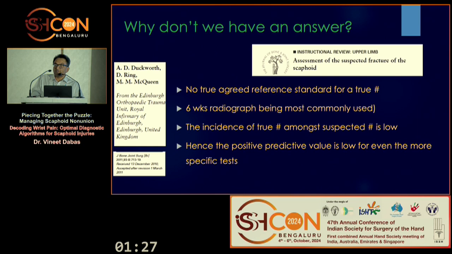The problem is that we don't have a standard to compare these investigations against. When do we say there is a fracture or there is no fracture? Do we wait for 6 weeks? Most of these papers have considered X-rays at 6 weeks as the standard of declaring whether there is a fracture or no fracture. So we don't have a set standard, and the incidence is low, so the tests become unreliable.